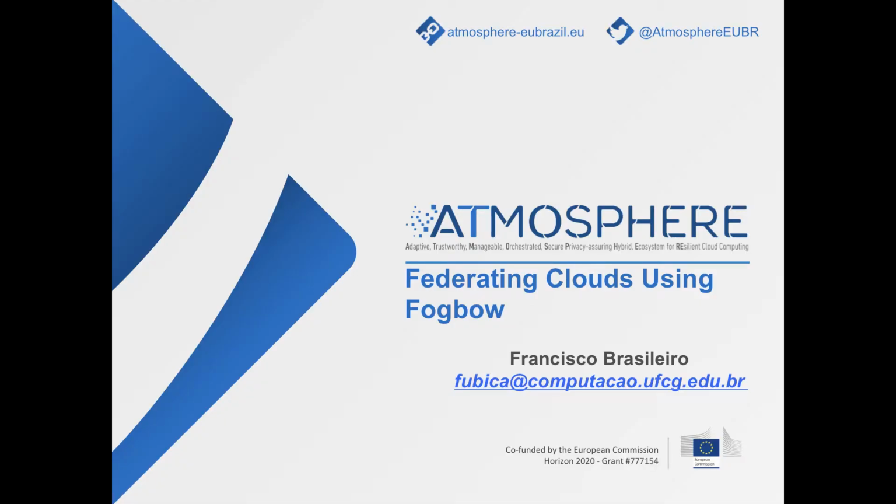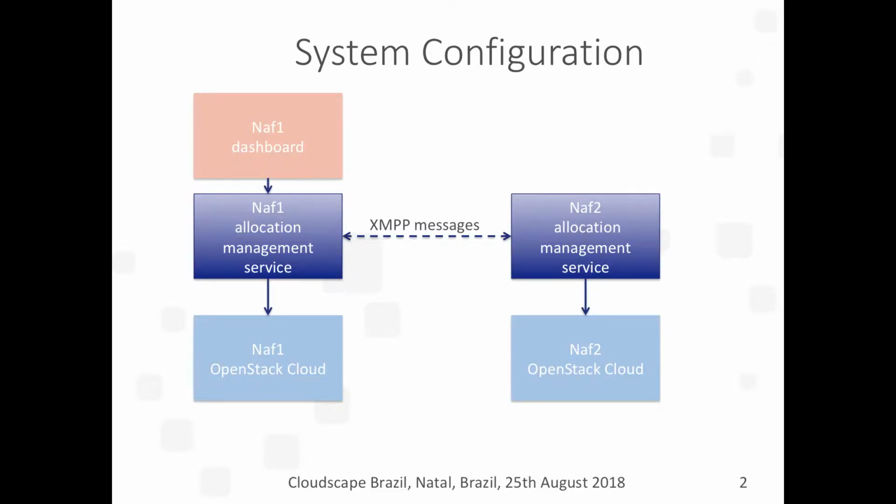Hi, in this demo I'm going to show how Fogbow can be used to federate clouds. The system configuration for this demo is the following. We have two sites. Each site has a cloud, an OpenStack cloud. We call the first site nav1 and the second site nav2.